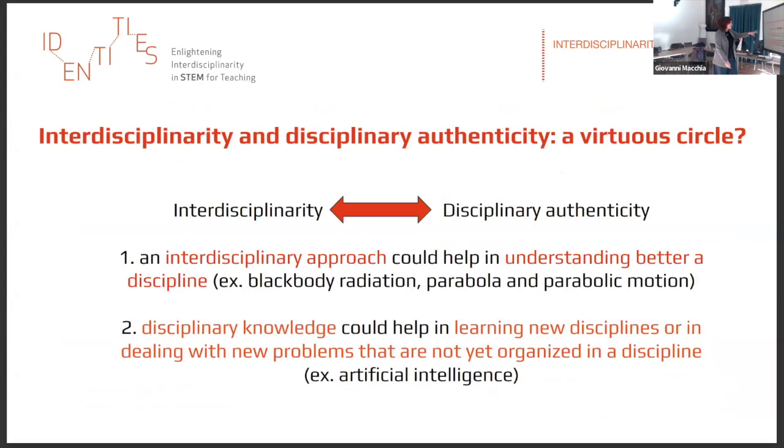In our approach, we decided to bet on a virtuous circle between interdisciplinarity and disciplinary authenticity, using interdisciplinarity to discover the epistemological roots of our disciplines. And since the evolution is a co-evolution, we cannot discover the roots of our discipline without considering the co-evolution and interaction with other disciplines.